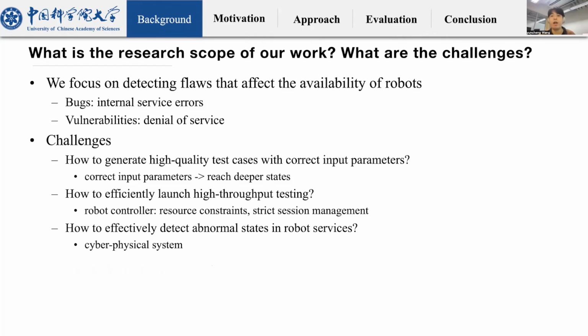Second, how do we achieve high throughput testing? The testing space for REST API is vast, and sending a large number of requests to the server in a short time can consume significant resources on the controller. Since the robot controller is an embedded device with limited resources, it has strict session management and request limits. So executing a high volume of REST requests in a short time is really a challenge.